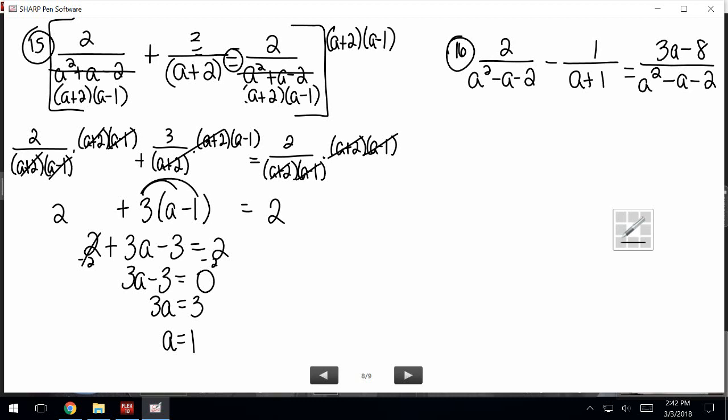But when I go to plug in a equals 1 right here and right here, it will make the denominator become 0. So this is an extraneous solution. Well, that's the only solution we had. So if that's the only solution we have and there's nothing left, then we say this is no solution.